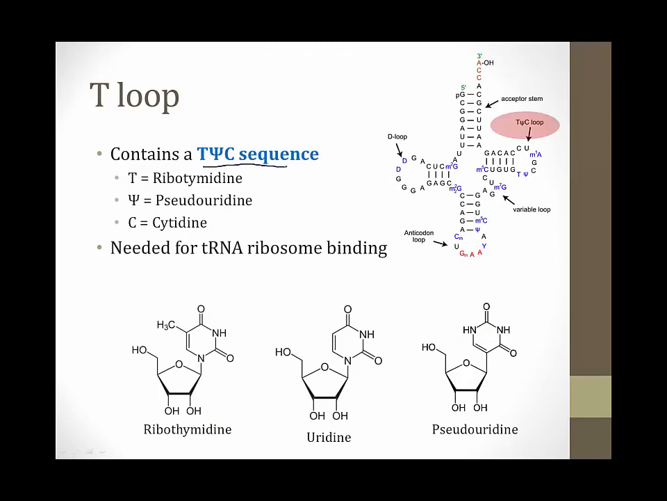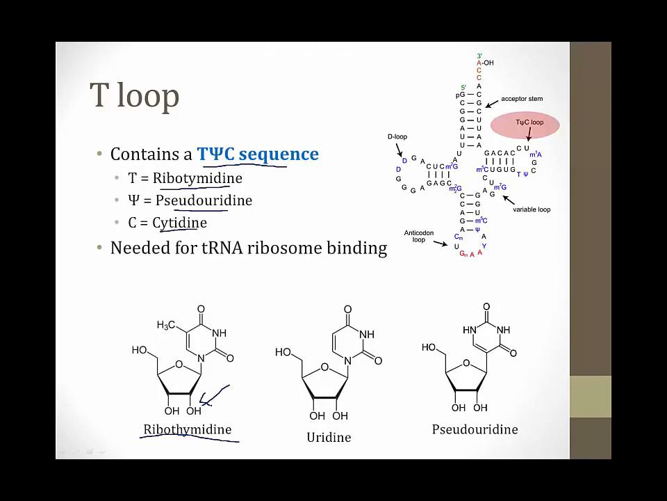The T-Ψ-C stands for ribothymidine, that's the T, the Ψ is pseudouridine, and the C is cytidine. If you look at the bottom left side of the screen, this is the chemical structure of ribothymidine. Thymidine is not normally found in RNA. It's normally found only in DNA. And thymidine normally exists as a deoxyribonucleic acid, meaning it is missing this hydroxyl group.